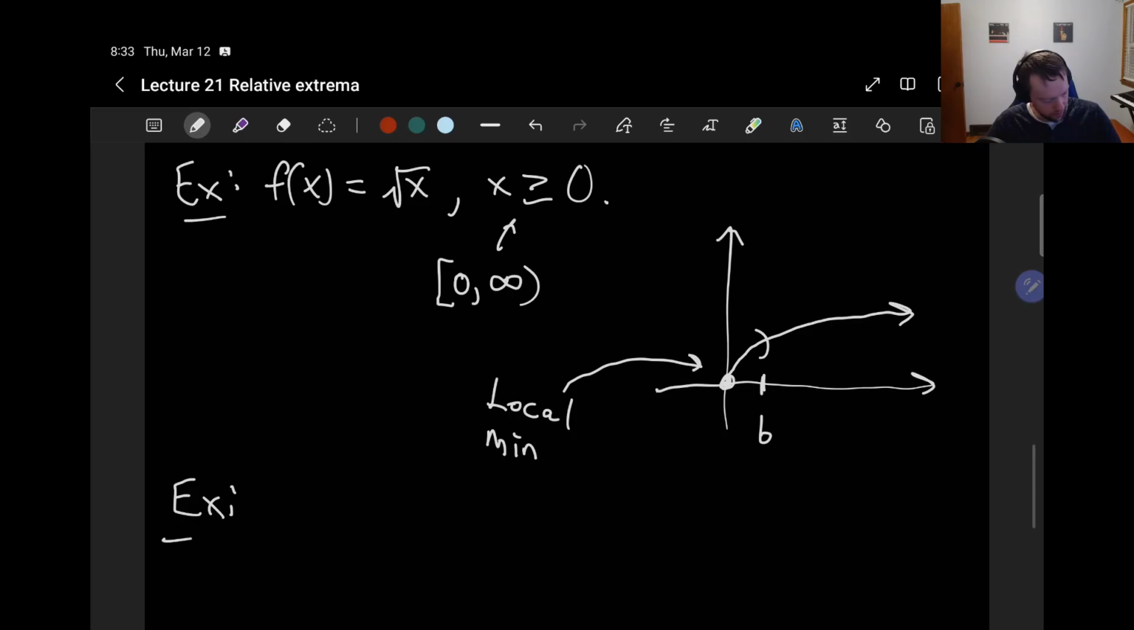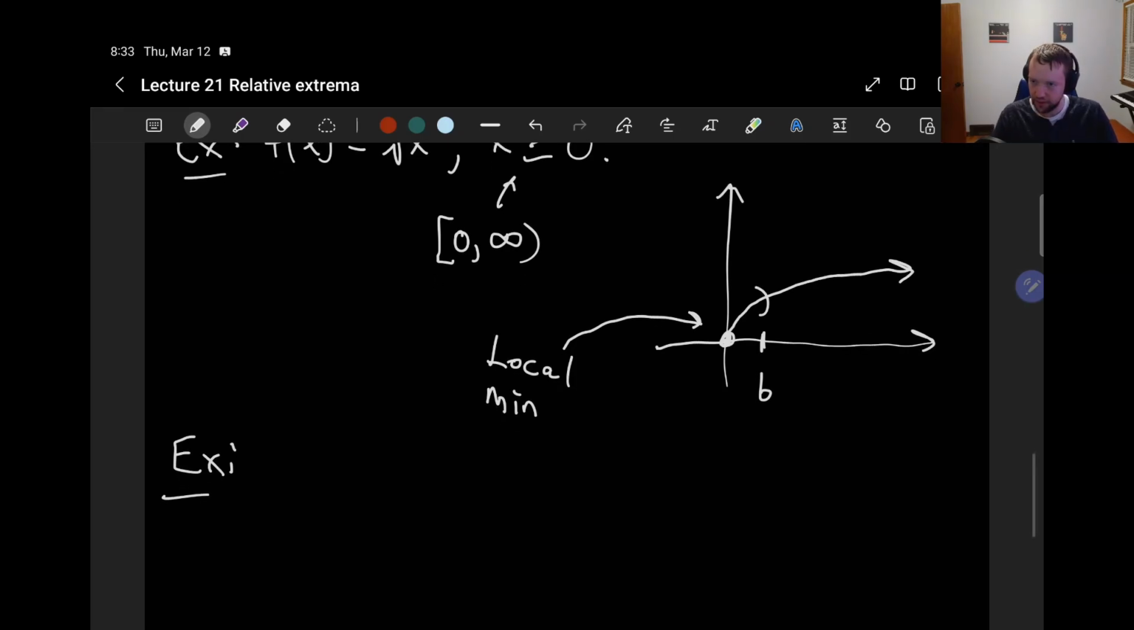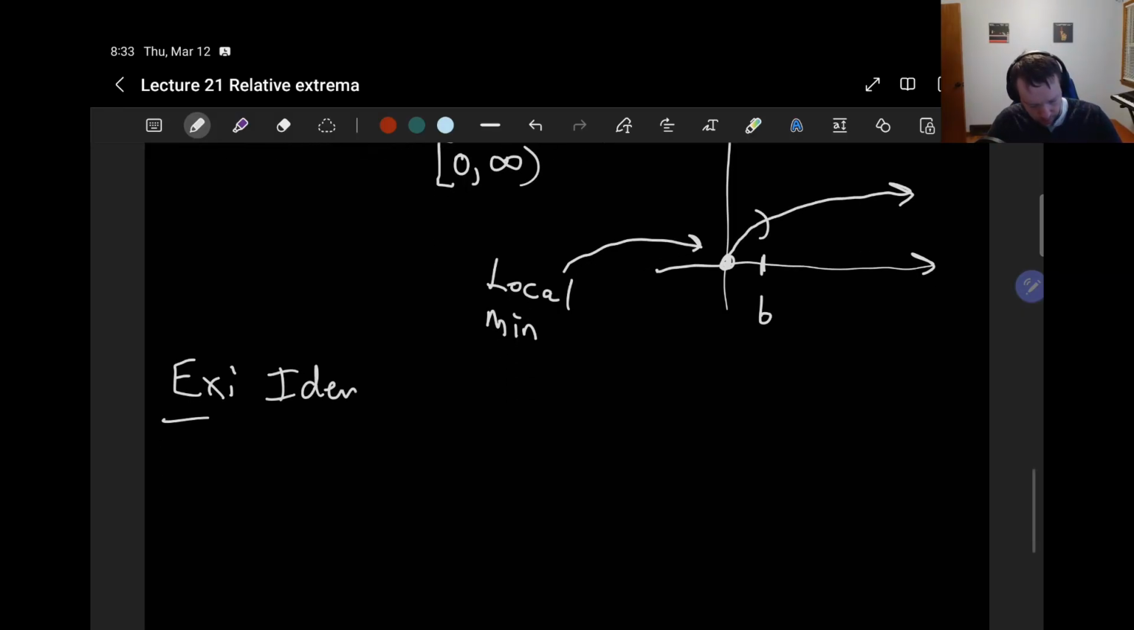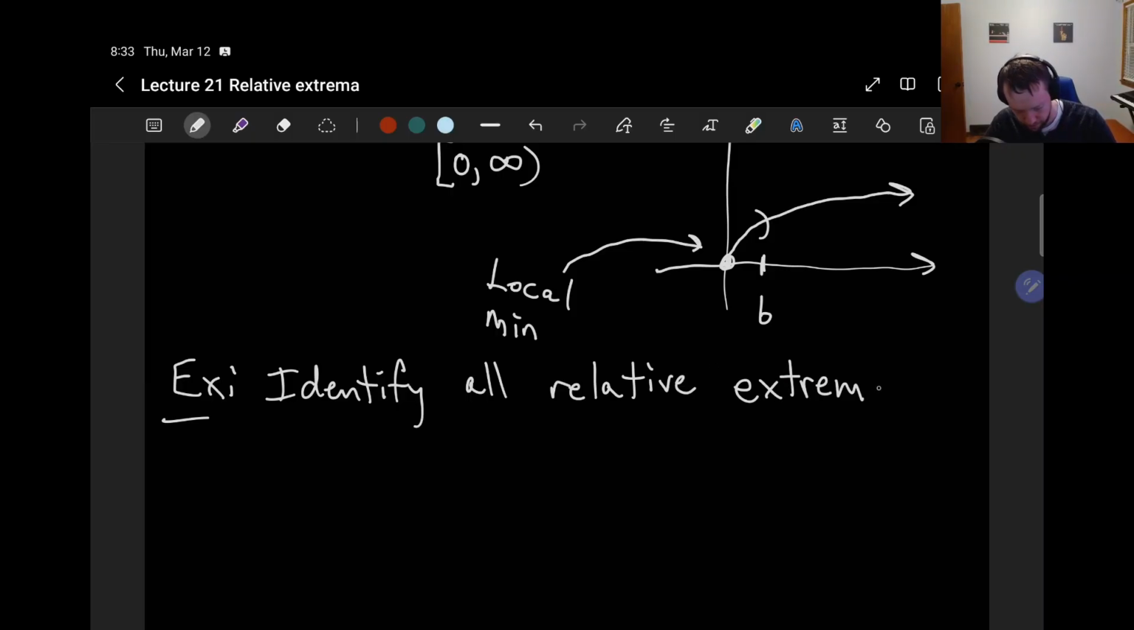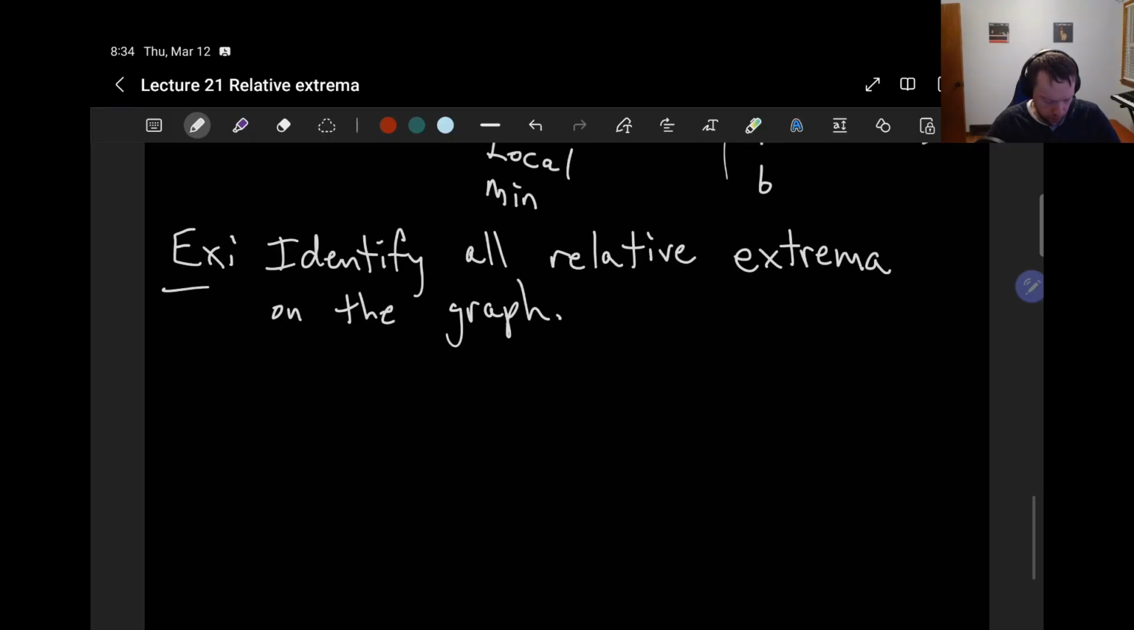Okay, well let's graph a more complicated looking function, and we're going to determine just by looking at it what are the relative maximums and minimums. So you might see wording like this: identify all relative extrema, meaning maximums or minimums, identify all relative extrema on the graph.